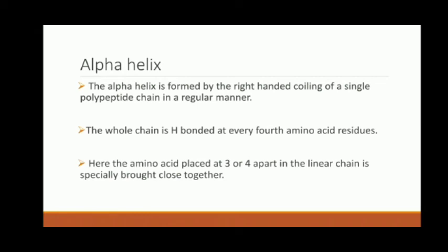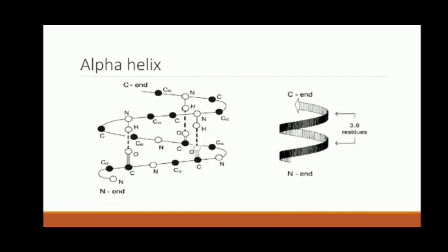So in addition to the peptide bond, we can see hydrogen bonds also in the secondary structure. Alpha helix is a type of secondary structure. So we can see hydrogen bonds in the alpha helix. In the case of alpha helix, the whole chain is hydrogen bonded at every 4th amino acid residue. So the amino acids placed 3 or 4 apart in the linear chain are brought close together. So this is the figure of this alpha helix. So right-handed coiling of the linear polypeptide chain. So this is the C end and this is the N terminal end.